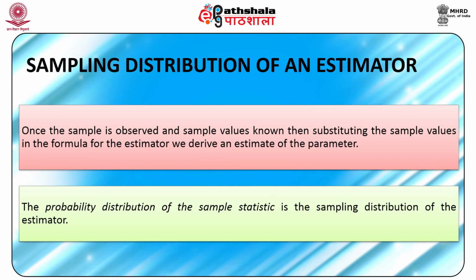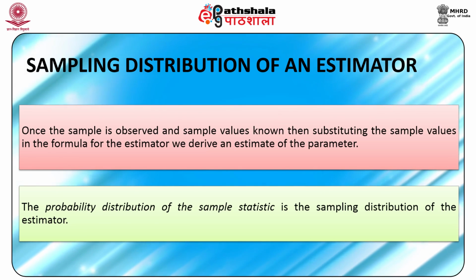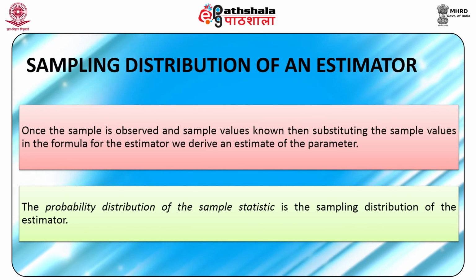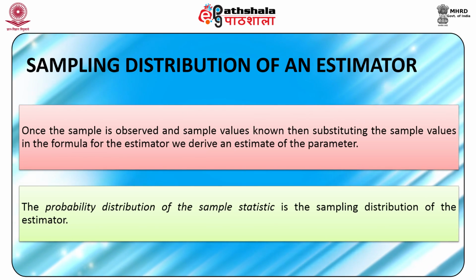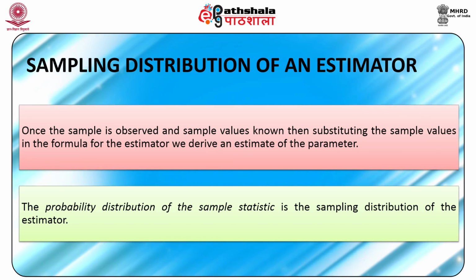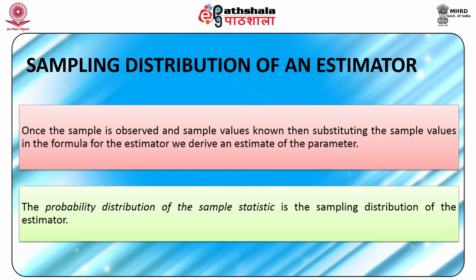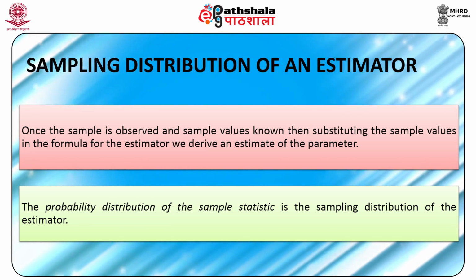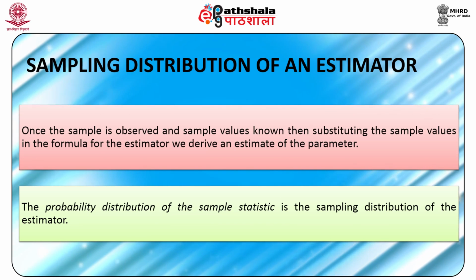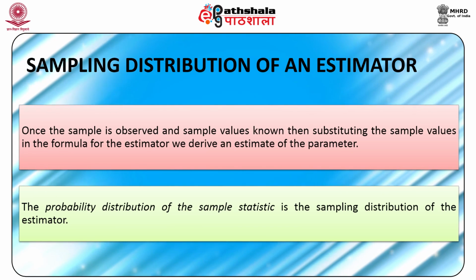So if all possible samples from the population are examined, the resulting distribution of the values of the sample statistic can be described by a probability distribution. The probability distribution of the sample statistic is the sampling distribution of the estimator. The sampling distribution represents the probability of occurrence of each of the possible values of the estimator. This would give us the probability of drawing a sample resulting in a particular estimate.